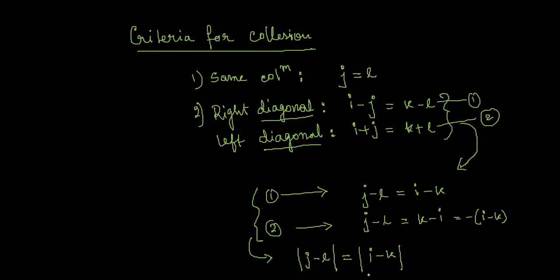Then this single equation represents a feature of both equations. So that means I have defined two cases. Case number 1 for same column and case number 2 for diagonal. If one of them is satisfied, that means there is a collision, and you cannot put that kth queen in lth column. If none of them is satisfied, then only you can keep the kth queen in lth column.